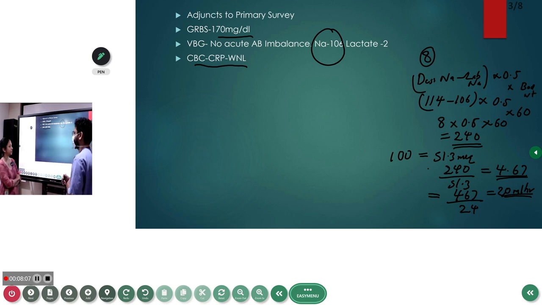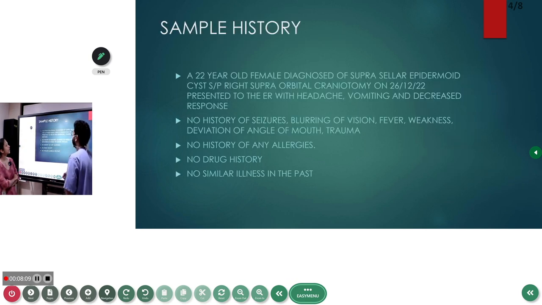We also did a CBC and CRP since we were suspecting meningitis, but it was within normal limits. What kind of meningitis will you suspect in this patient post surgery? Bacterial, mostly gram-positive, like Staphylococcus aureus.